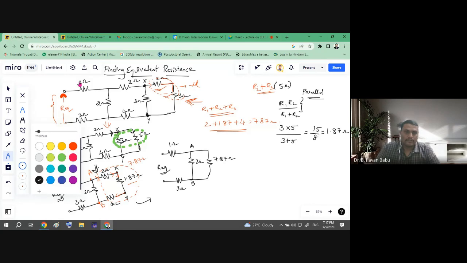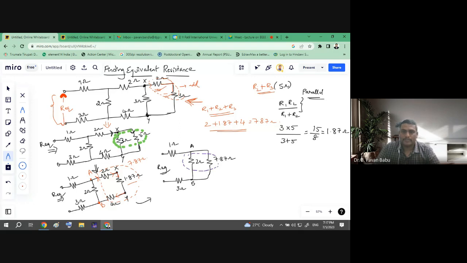Suppose I'll go with the other. See, again between this terminal A and B, or between the points of A and B, this 2 ohm resistor and 7.87 ohm resistor is connected in parallel. So then what is the formula when two resistors are connected in parallel? So R1 R2 by R1 plus R2. So then what is the resultant here? Then we can write as 2 into 7.87 by 2 plus 7.87.